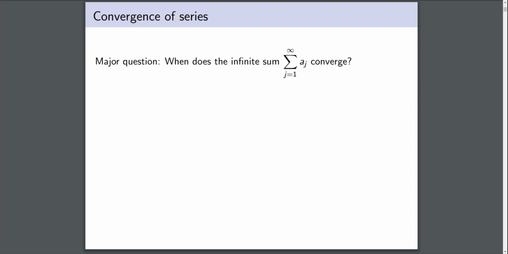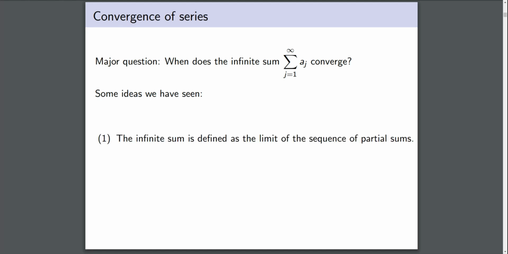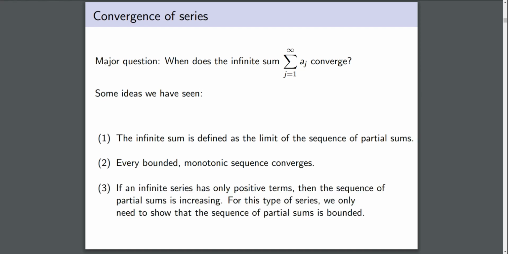So the big question that we've been talking about for a few classes is how to know when an infinite sum converges. A few things that we've seen along the way are, first, we define an infinite sum to be the limit of a sequence of partial sums. And then we have the result that every bounded monotonic sequence converges. And so we apply this idea to our sequence of partial sums, and in particular, if we have positive terms, then our sequence is increasing. That's one type of monotonic sequence.